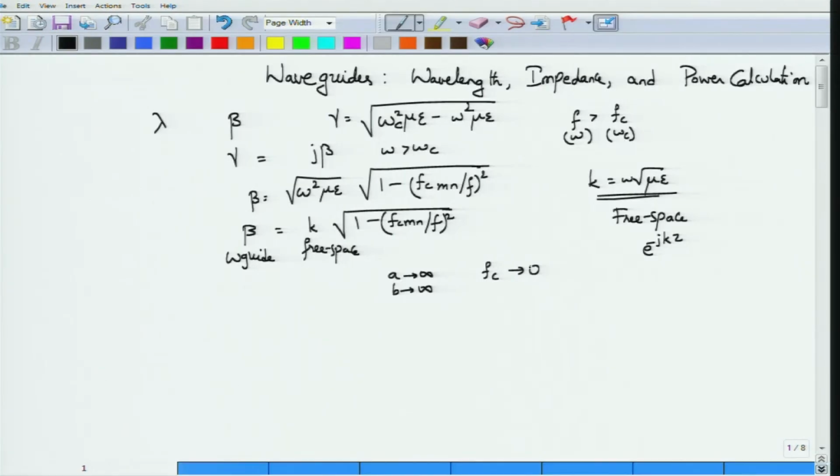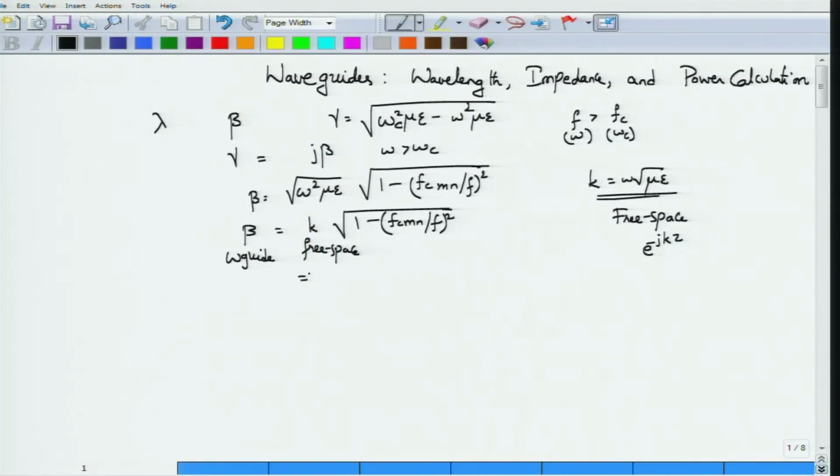So, all modes would be possible, and that would correspond to free space propagation, but in practice of course a is never infinity or b is never infinity, and therefore this situation does not really arise for us. What is interesting is that because we have bounded the waveguide, there would be a certain cutoff frequency, and the frequency f has to go beyond this cutoff frequency.